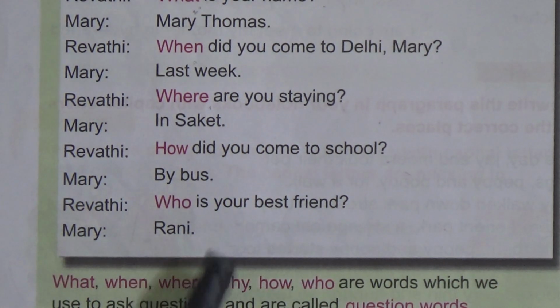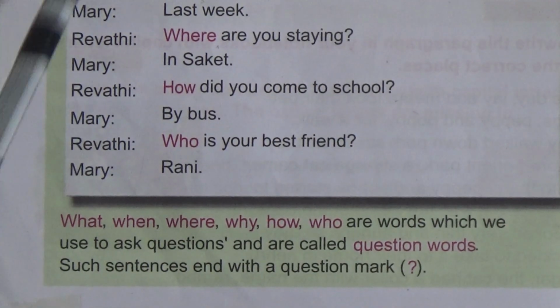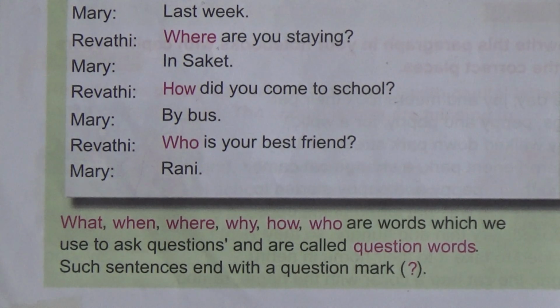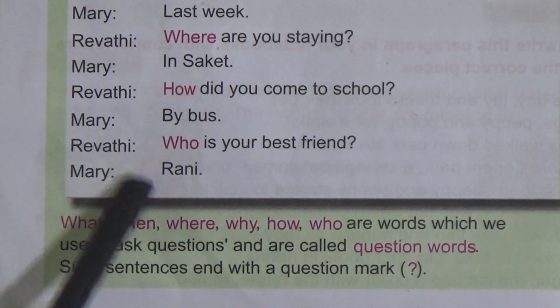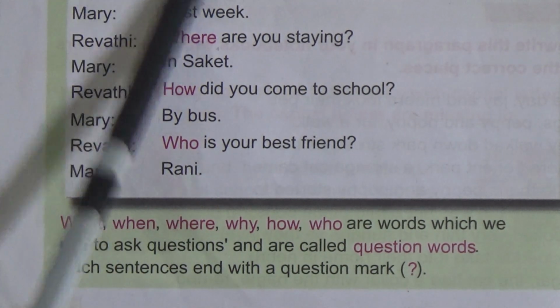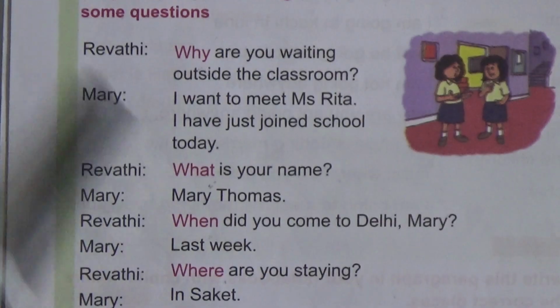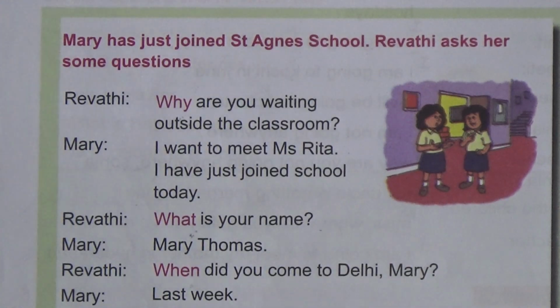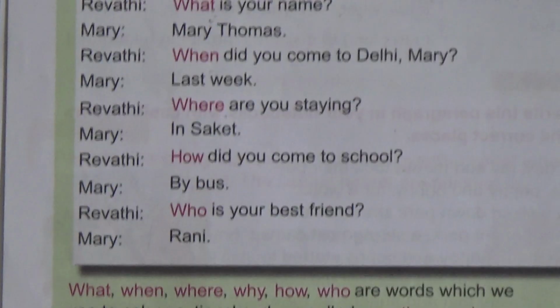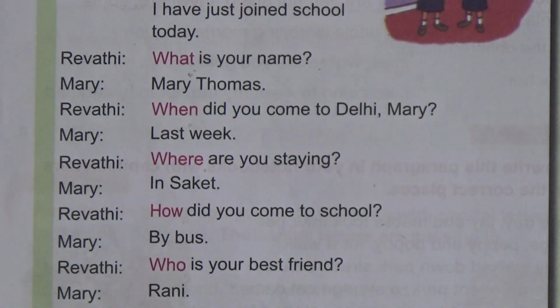Mary, Rani. Students, these are a few questions along with answers, and you may see some red ink words. They are why, what, when, where, how, who. Students, these are called question words, that means by using these words we simply make questions.